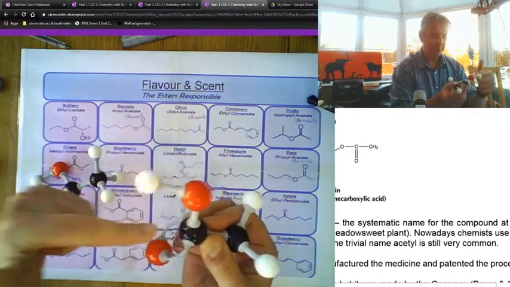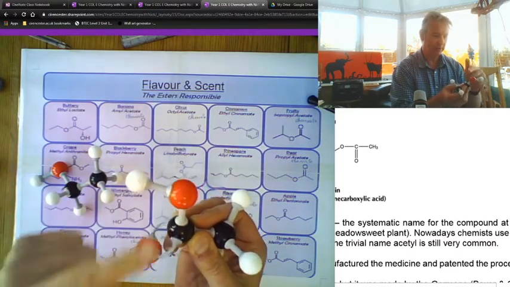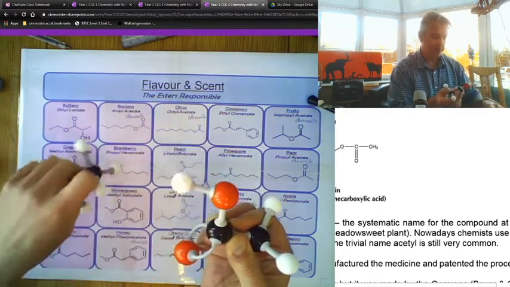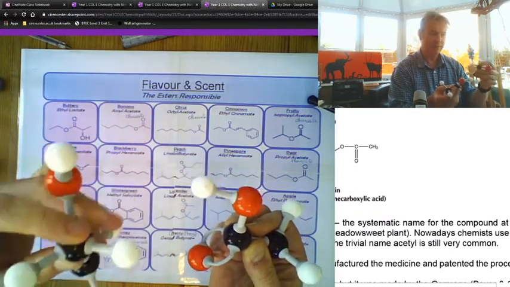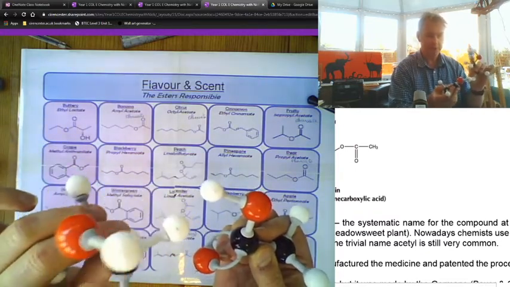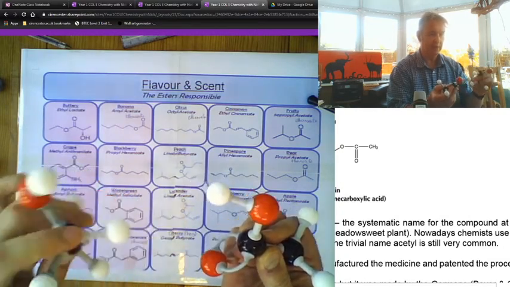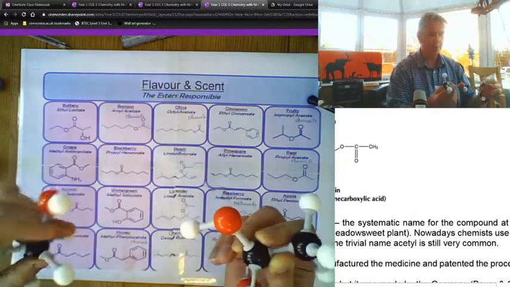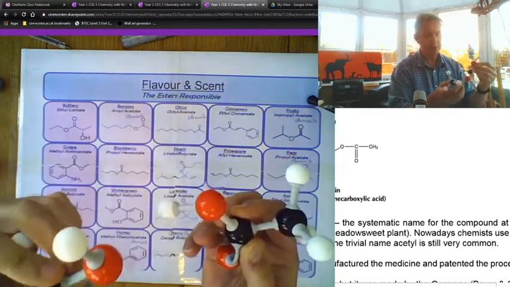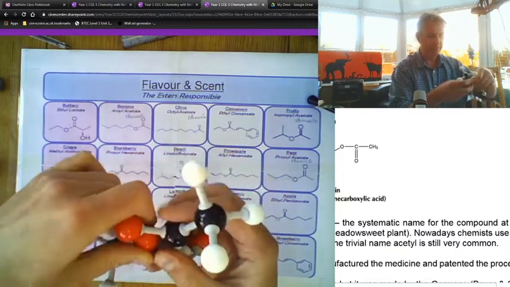But this carbon here is more positive than that oxygen and that oxygen. And it's also going to be more positive, or slightly less negative, than this one here that's on the alcohol, because this one's only got this oxygen pulling the electrons away. So this is the one that's going to be attacked. So what happens is that this nucleophile comes in and wants to attack here.